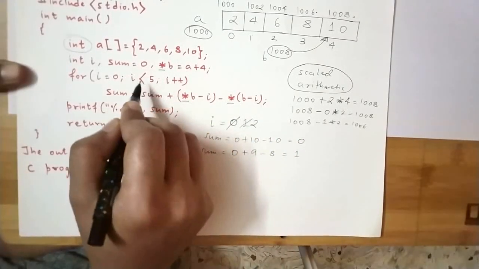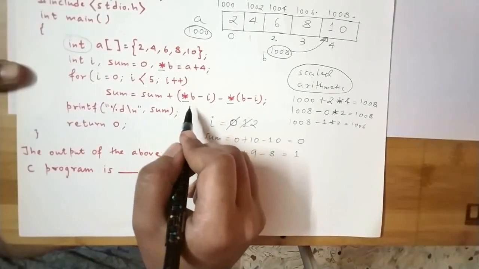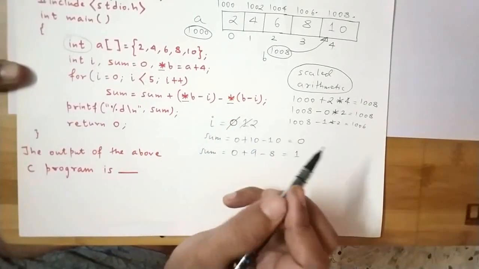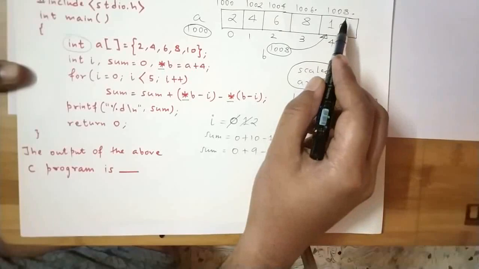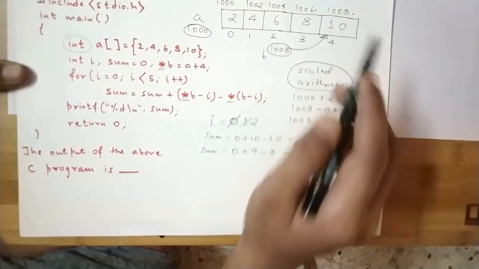We check this condition, which evaluates to true. We come inside the loop. Again, we'll see star b minus I. Star b minus I means what? What is the value of b? 1008. So we dereference it. We get a value of 10.